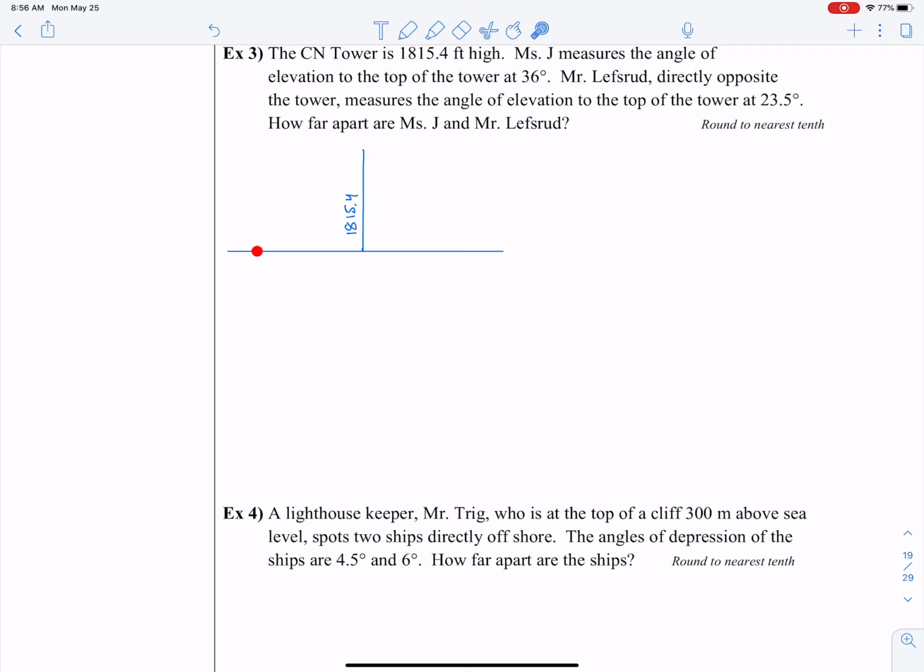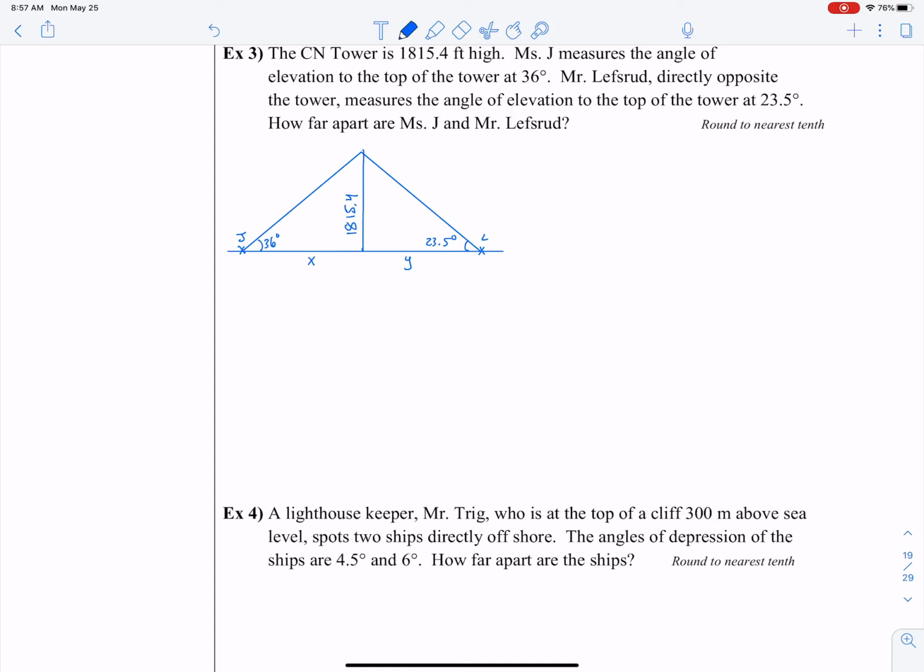Okay, so one of them is over here, and one is directly opposite. So let's say this is J, and let's just say this is L. So we can draw a line from each one to the top of the tower. Okay, and it says Miss J's angle is 36 degrees. So this is 36 degrees. And L's angle is 23.5 degrees. And they want to know how far apart are Miss J and Mr. L. So X and Y.